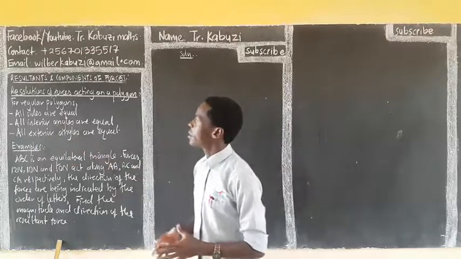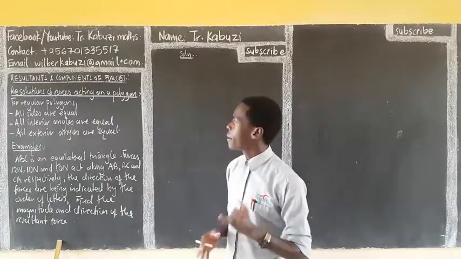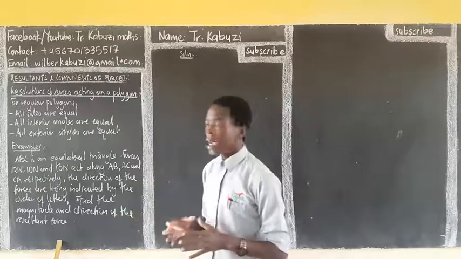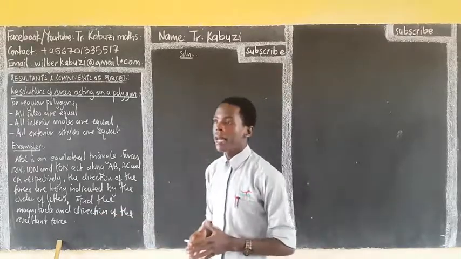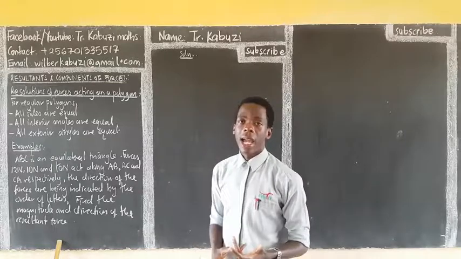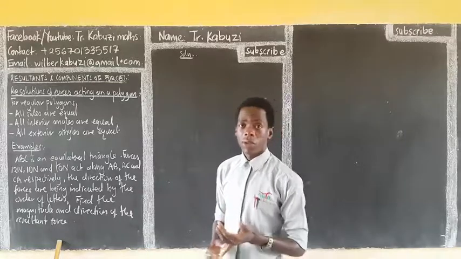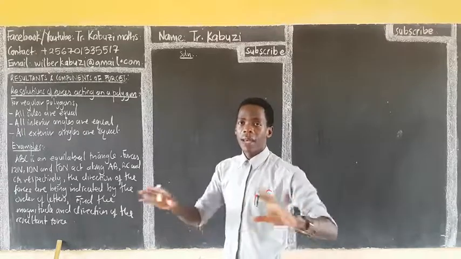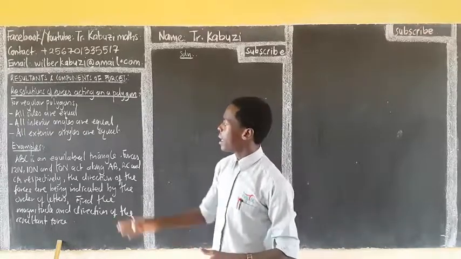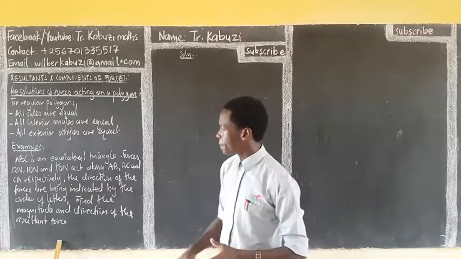For regular polygons, all sides are equal, that's one. All interior angles are equal and all exterior angles are equal. So for example, we can have a square, we can have an equilateral triangle. So it's that all sides are equal and all interior angles are equal, and so the exterior angle. So let us go through this question here.